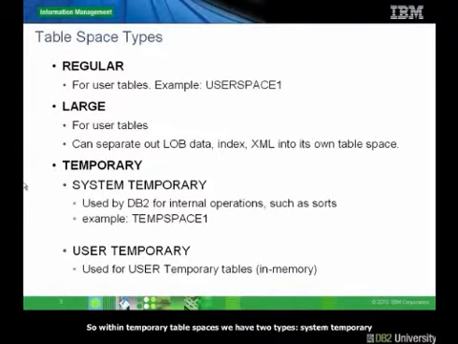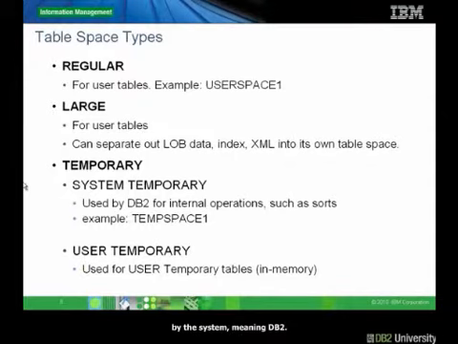Within temporary table spaces, we have two types. First, system temporary. For example, we have the TEMPSPACE1 table space, which is also created by default when you create a new database, and there must always be at least one system temporary table space. This type is used by the system, meaning DB2. When there is not enough space in memory, DB2 will use this system temporary space to finish calculations. Once it is finished with the calculation, it will delete the tables. For example, DB2 may do this for sort joins or for other DB2 internal operations.